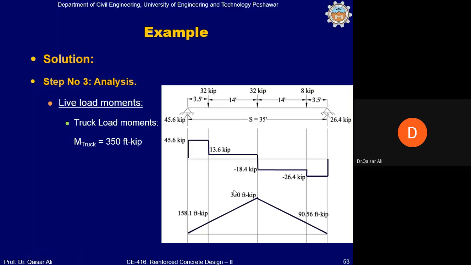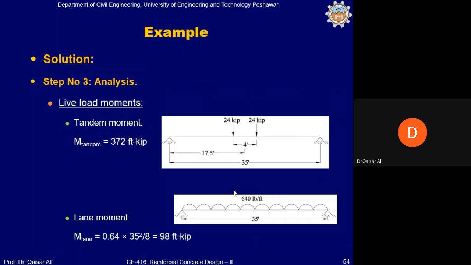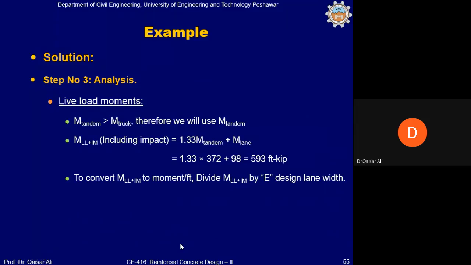You should note and understand this. For a tandem, we get a bending moment of 372 foot kip, which is greater than the truck load. Lane moment is 0.64 into 35 square. It is 98 foot kip per foot. We will take the maximum bending moment for the two vehicles, which is coming from the tandem. So we will use tandem bending moments instead of truck bending moments.